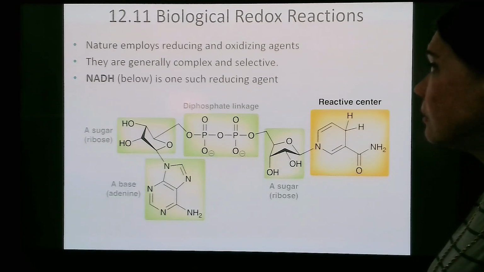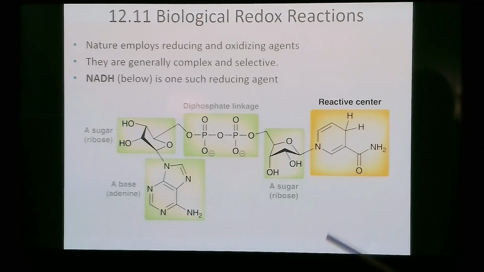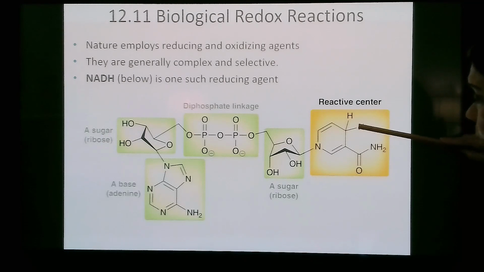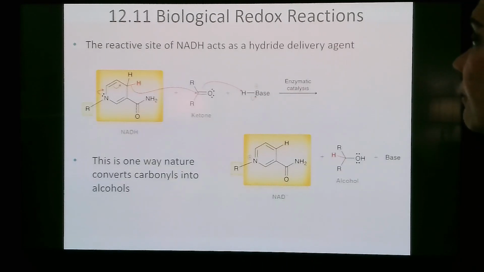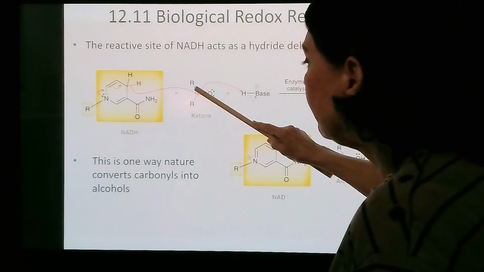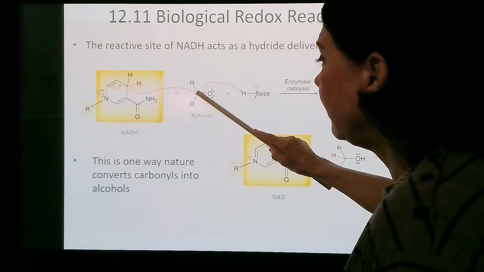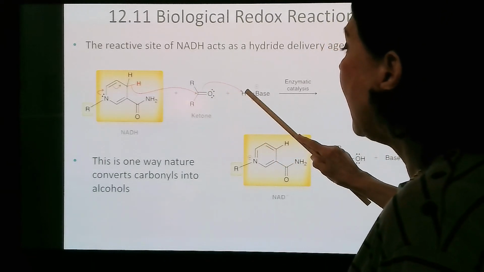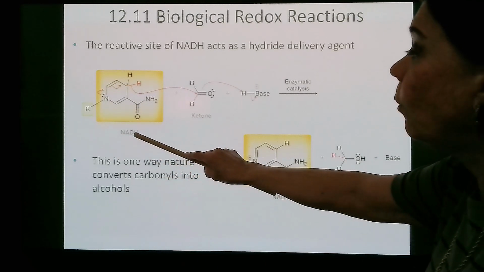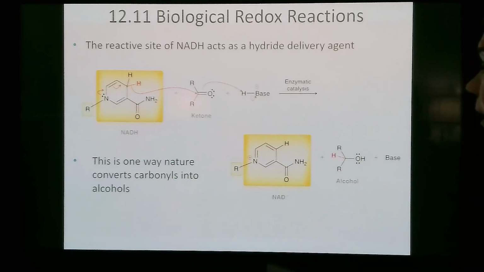Now, we also have biological redox reactions, and so NADH is over here, and here's the reactive center, and these are the 2 CH bonds that are important. One of these will become involved in the reaction, and so this is the hydride delivery right here. It comes in and attacks at the carbonyl carbon. The pair of electrons moves out and picks up a proton. And so this is where you have the alcohol. And in this way, NADH is converted to NAD plus.